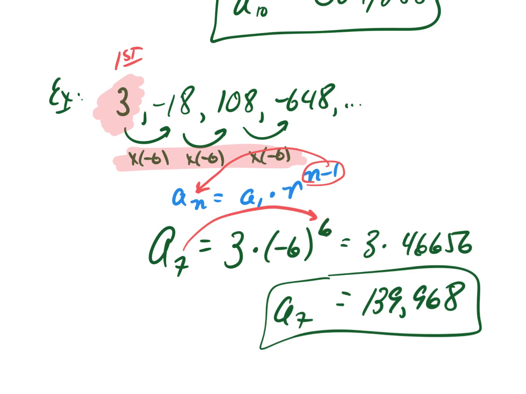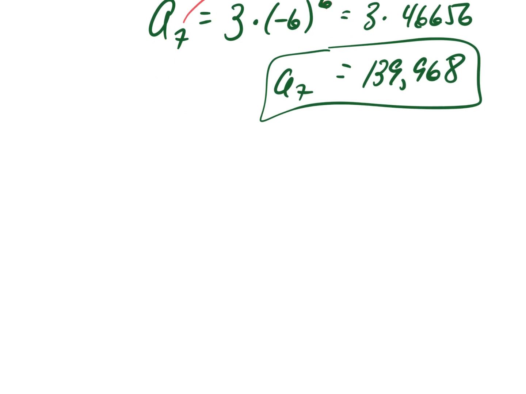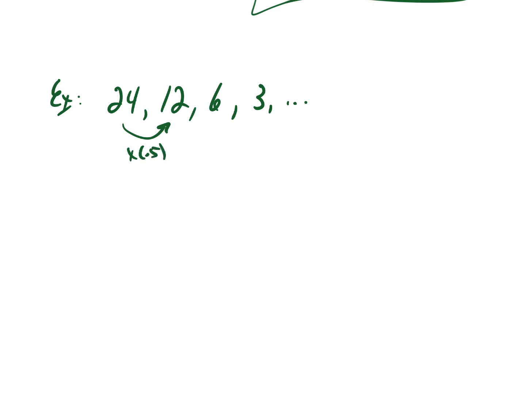Okay? And finally, one last example for today. And that's going to be the following. 24, 12, 6, 3, and so on. And again, this is the one from above. So this is one where we were multiplying by 0.5 to get from one term to the next, and so on. Okay? So what I might ask you to do on a problem like this is find the 14th term. Find the 14th term.